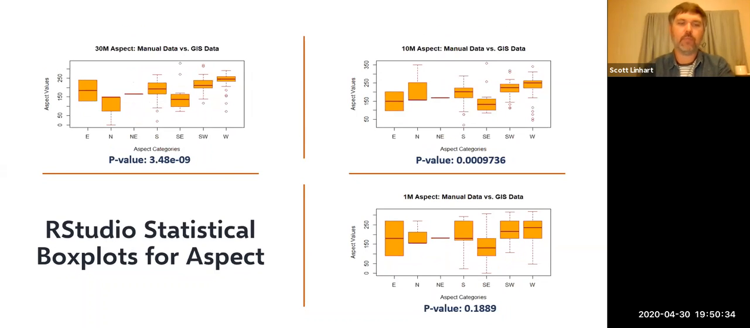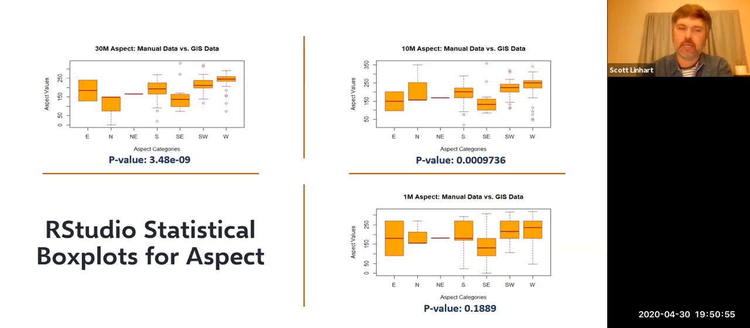So the next step was to set up the ANOVA test for the aspect results. Similar to the slope ANOVA test, we wanted to test the effect of different aspect categories based on the aspect analysis performed in the GIS software. We performed the statistical test to find out if there's a difference in aspect values between the 7 categories.